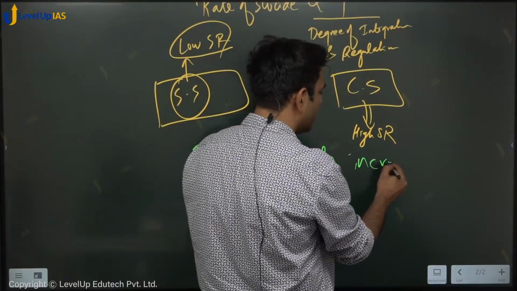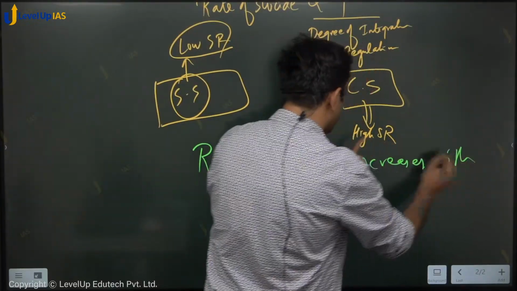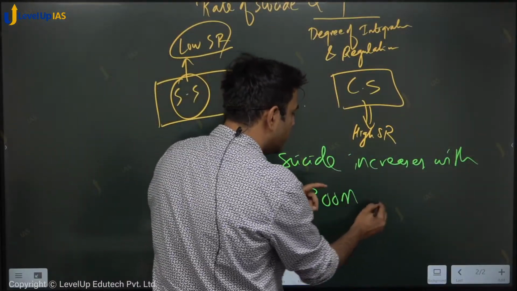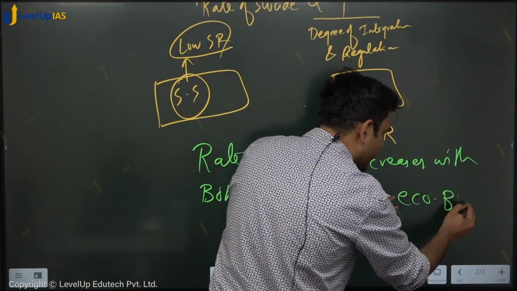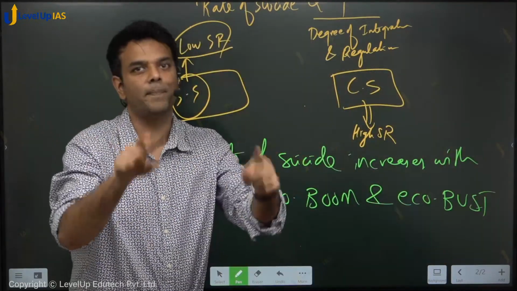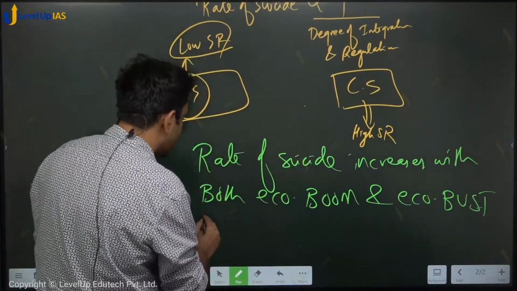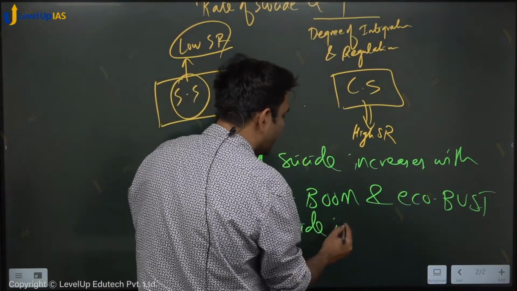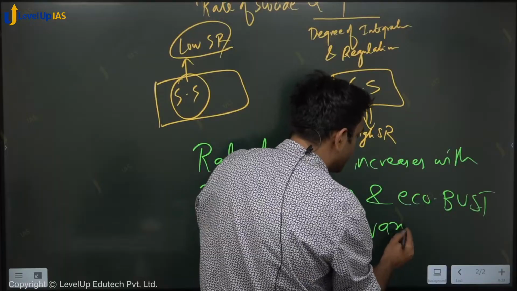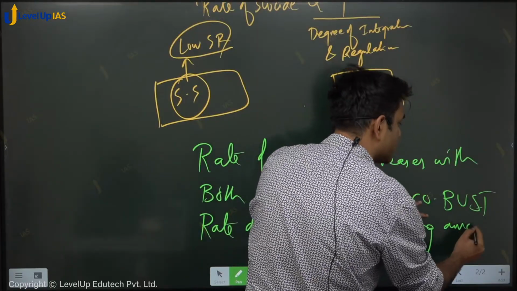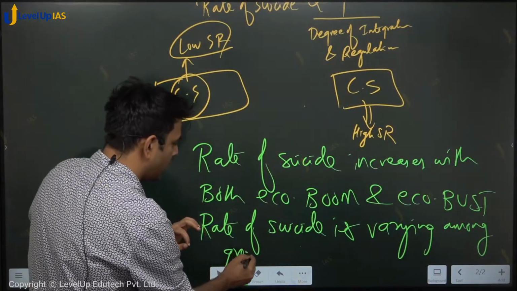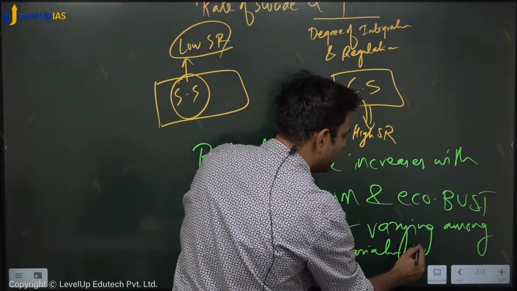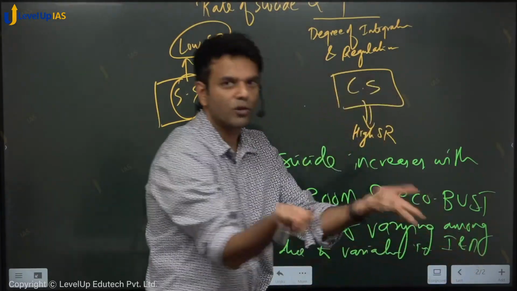increases with both economic boom and economic bust. And the last part of this theory is that the rate of suicide is varying among groups due to variation in integration and regulation in those groups.